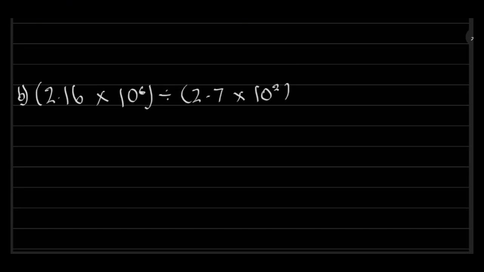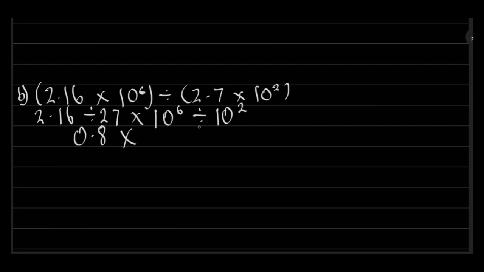Now let's try the division. So we'll collect like terms and then divide them. So we are going to have 2.16 divided by 2.7 times 10 raised to the power 6 also divided by 10 squared. So that will give us 0.8 times 10. Since we are dividing the 10, we subtract the powers. So that is going to give us 10 raised to the power 6 minus 2. That will give us 4. So that is our answer.